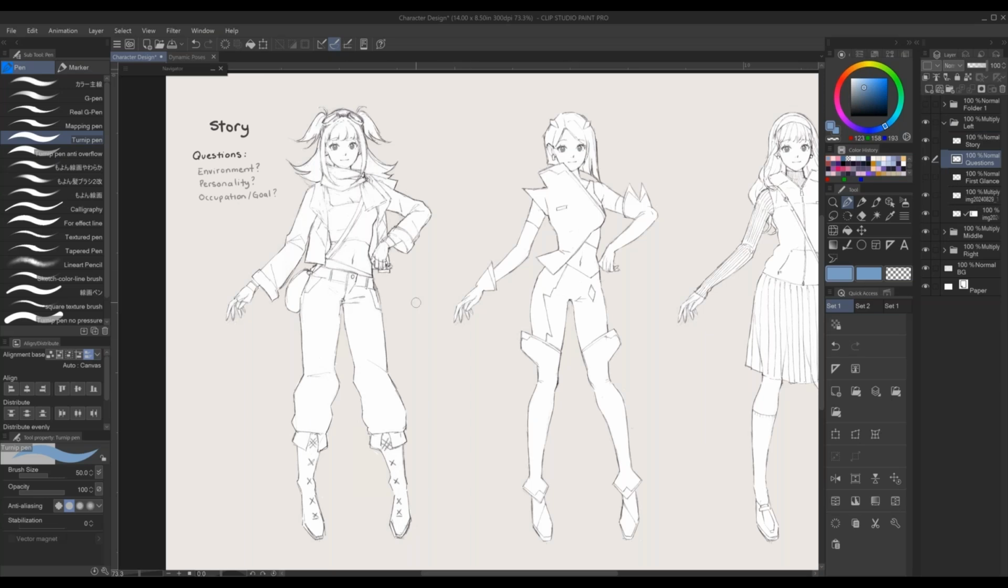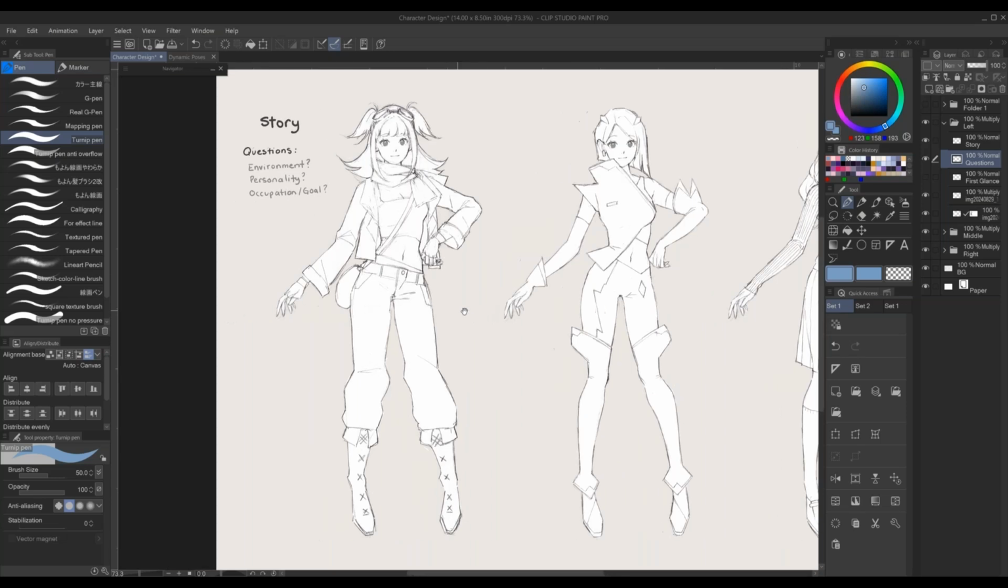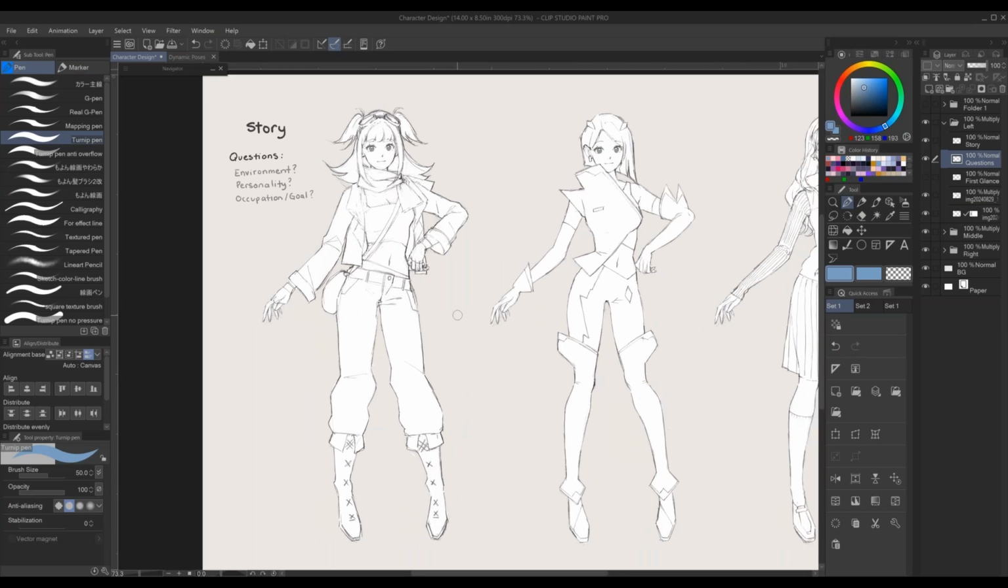You know, when you're taking a look at the character, you're thinking, oh, what environment is she in? What kind of personality does she have? Does she have some kind of goal, or maybe she works a certain job? These questions can be answered when looking at a character design.